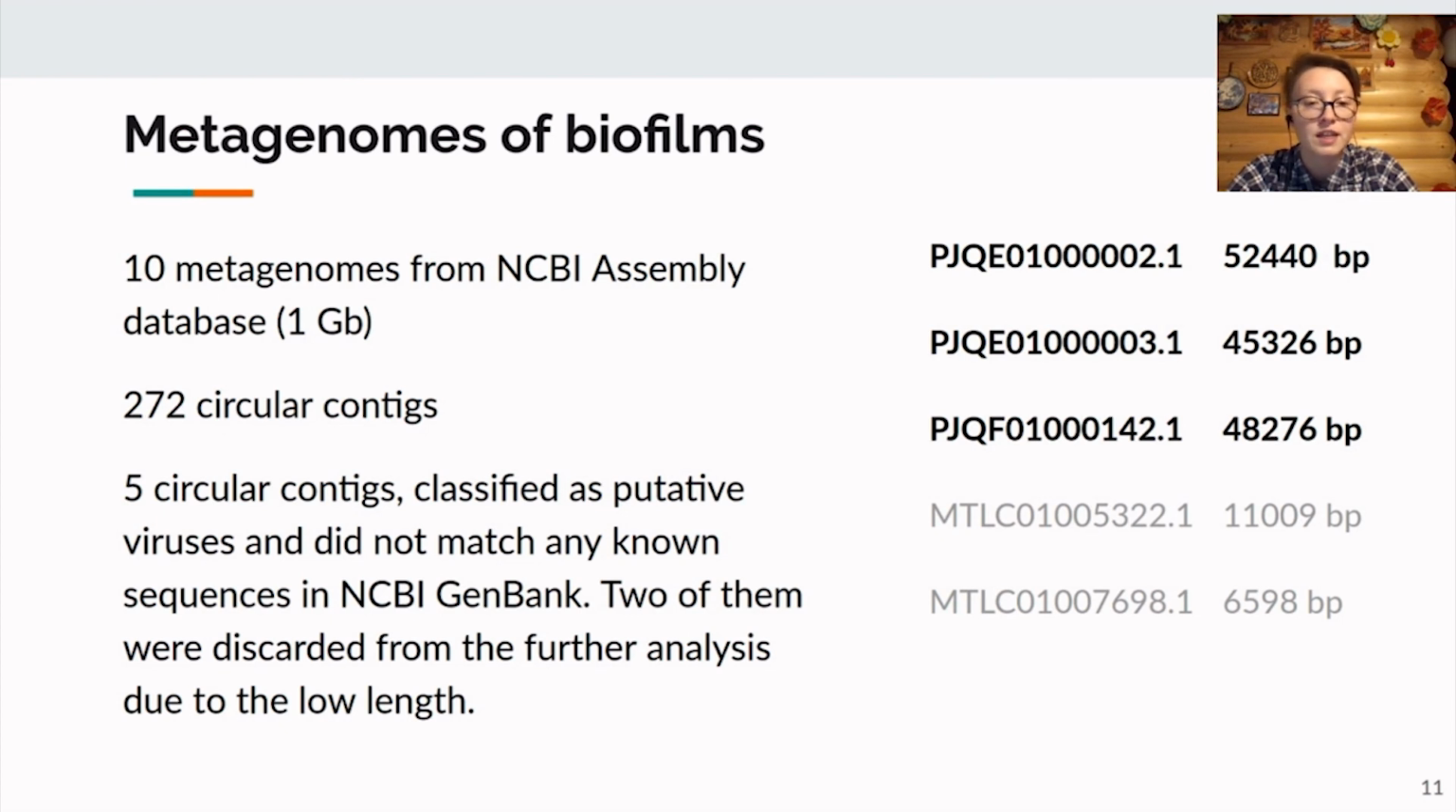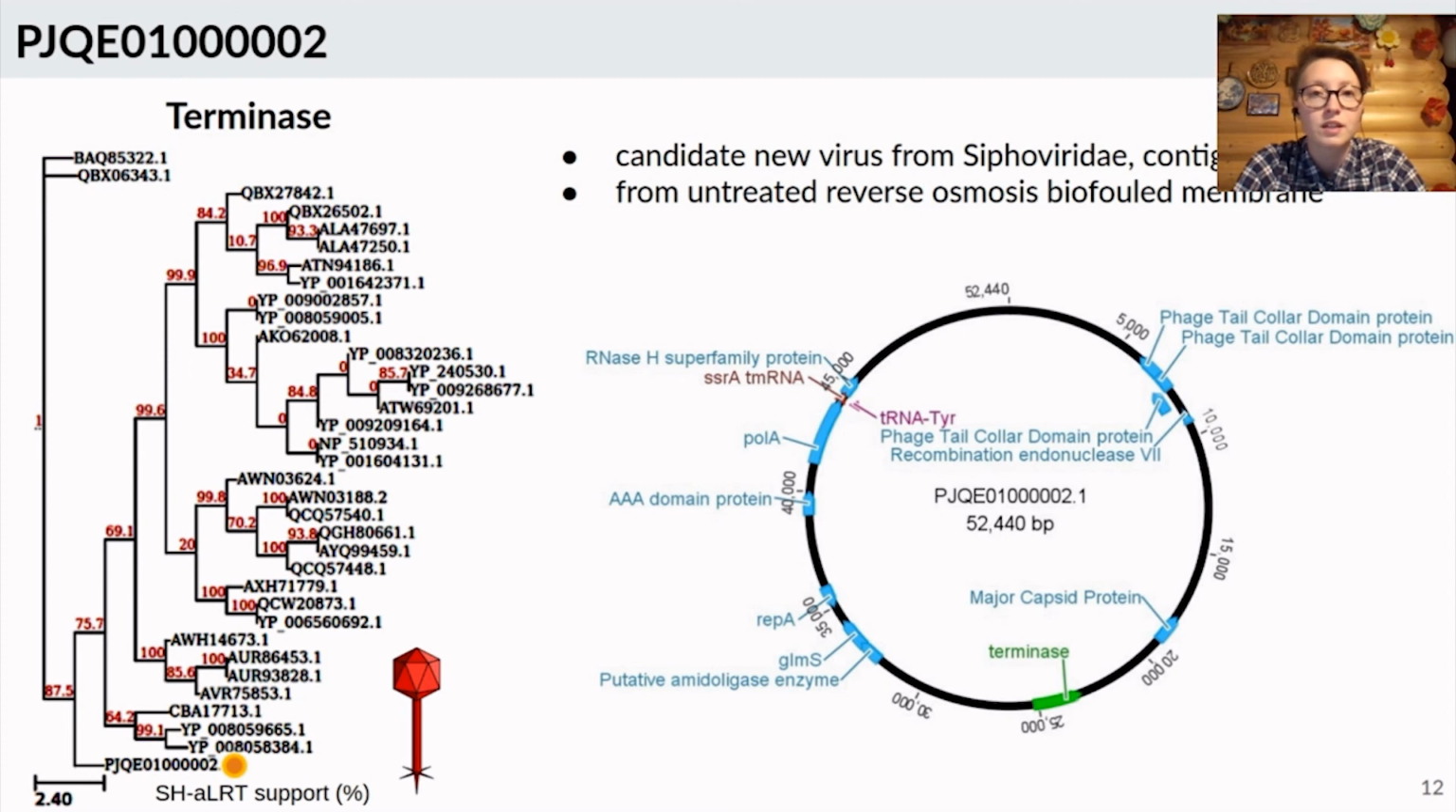Our pipeline detected 272 circular contigs in these metagenomes. 5 of them were classified as putatively new viruses. We discarded 2 contigs from the following analysis as they were too short. The next 3 slides demonstrate maximum likelihood trees based on alignments of amino acid sequences of terminase proteins of putatively new viruses identified in this study on the right, and genome annotation on the left.